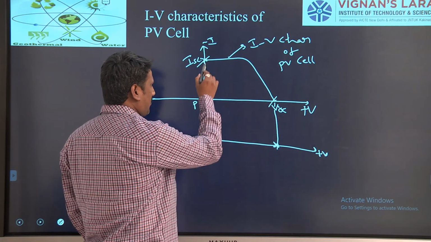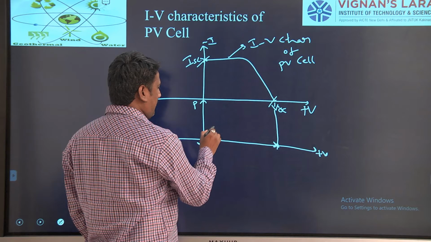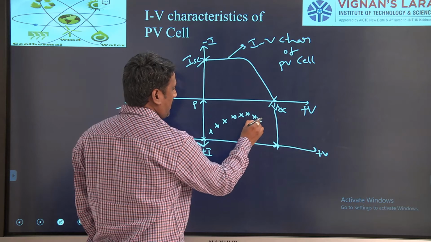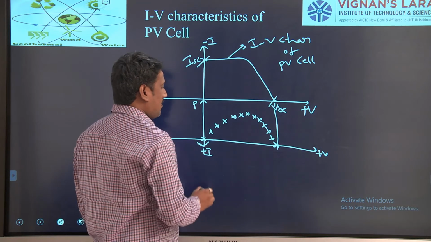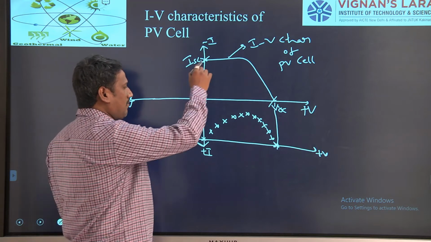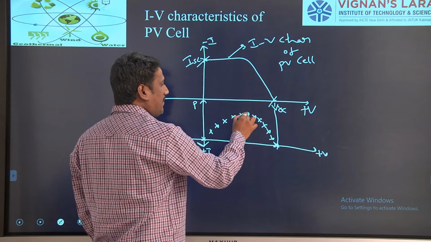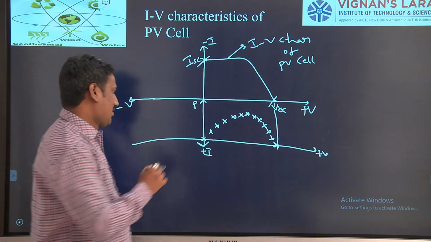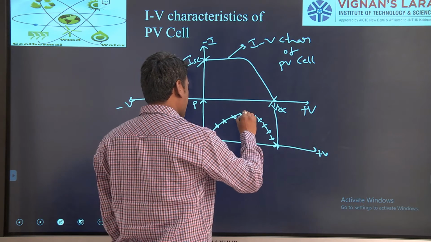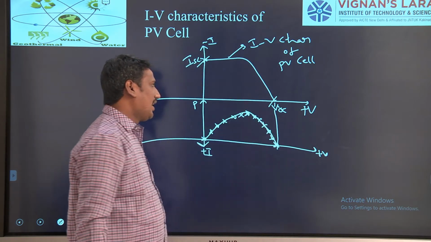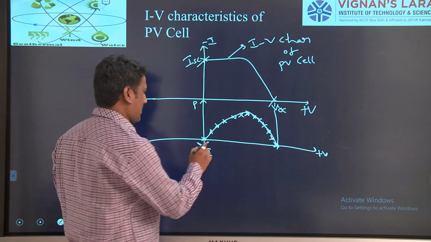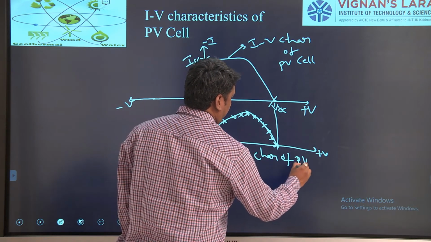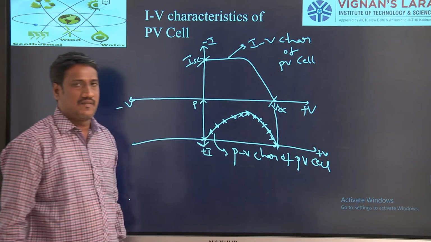Whenever you multiply voltage into current like that, it keeps on increasing. Finally, it will become maximum at one place, and again it comes back like this. So starting and ending will be 0. As you keep on moving, power keeps on increasing, and at a particular point it will be maximum. Again it will be decreasing. You will get the PV characteristics like that. This will be the PV characteristics of a given PV cell.